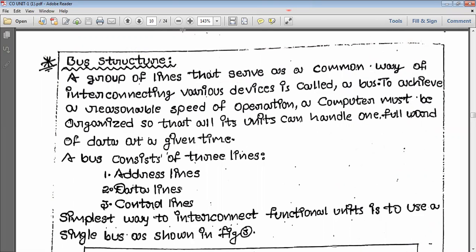Bus means, generally in our normal life, you are using the bus. What can the bus do?